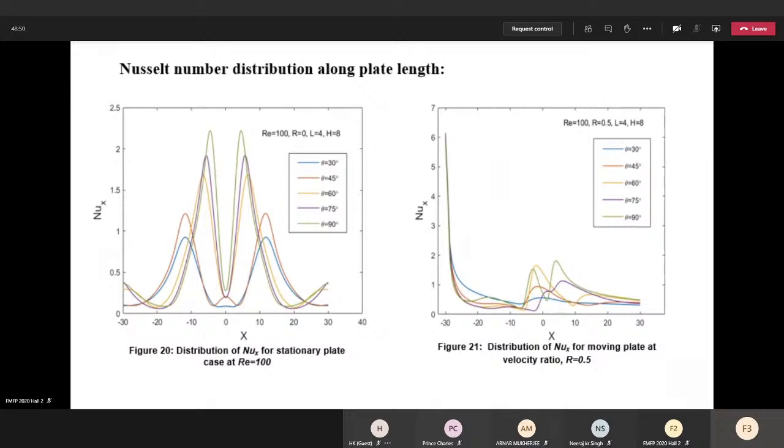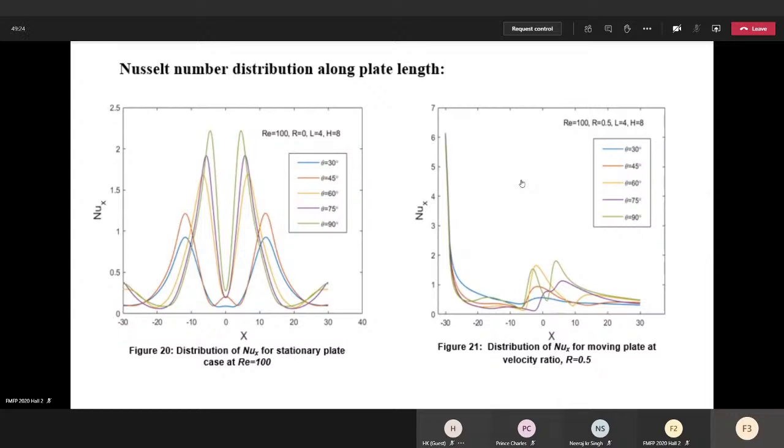Now comes the Nusselt number distribution along the plate length. Figure 20 shows the distribution of local Nusselt number along the plate length. It can be seen that at a high value of impingement angle, more localized cooling at the jet region occurs. At lower impingement angle, more distributed cooling occurs, and the curve at an angle of 45 is higher than all other cases. Hence, for more distributed cooling for a stationary plate condition, impingement angle 45 is greater.